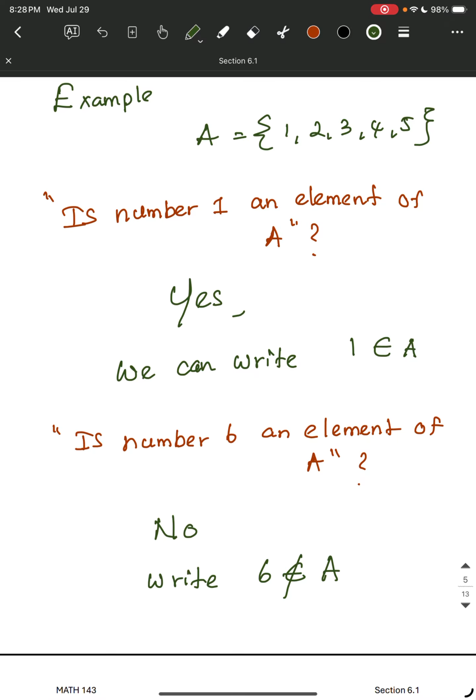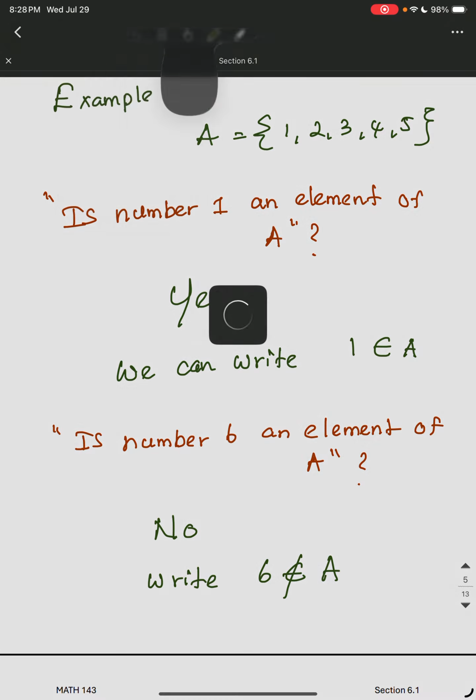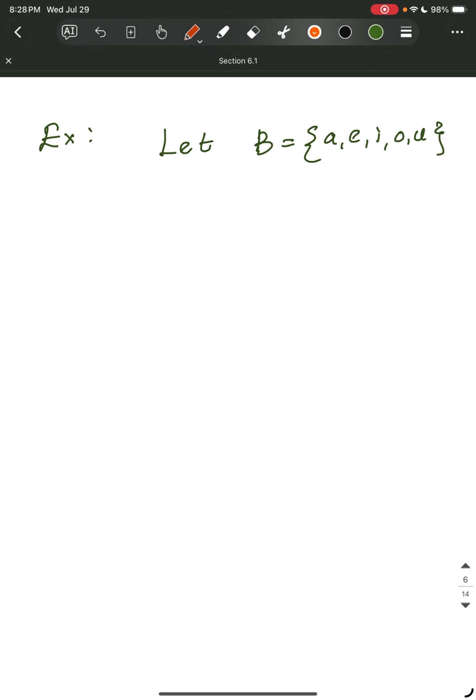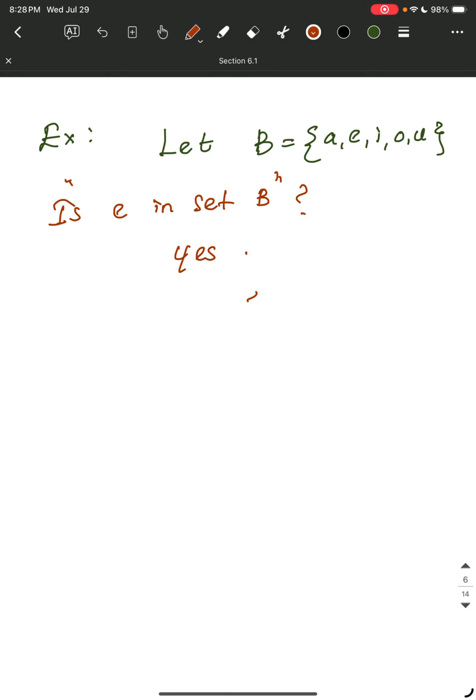Okay, let's see one more example. Let set B be the vowels A, E, I, O, U. Is E in set B? Yes, E belongs to B. Is X in set B? No, X does not belong to set B.